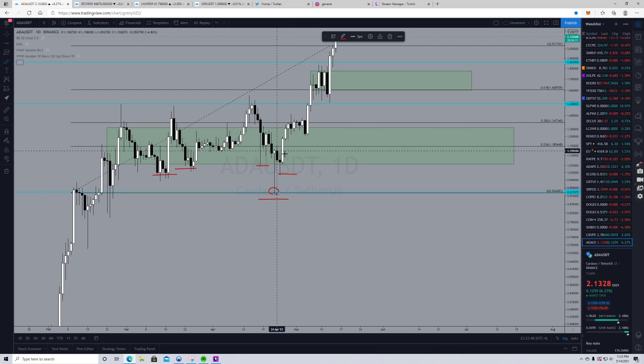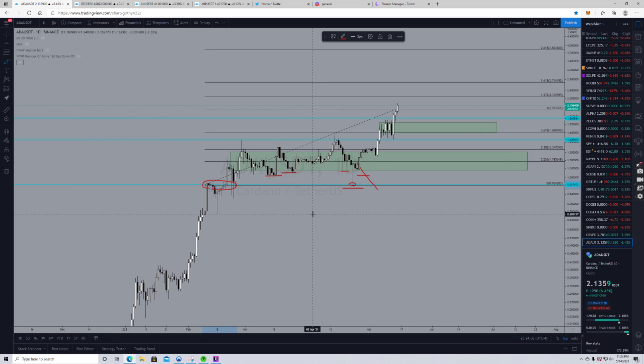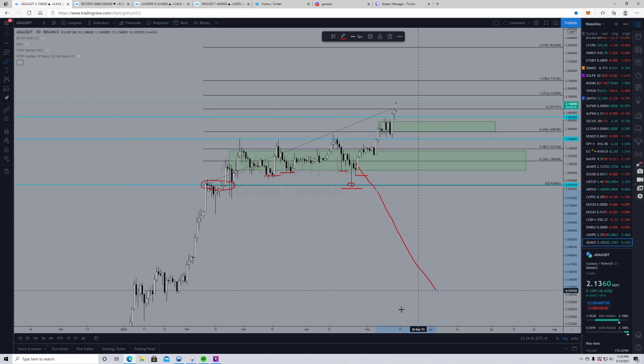So if there's any further move to the downside from here, I don't want to be caught holding a position if we lose this support. I don't want to. And you know why? Because the next real level of support that you can draw out is down here. And I don't know about you guys, but I wouldn't want to hold that down there.